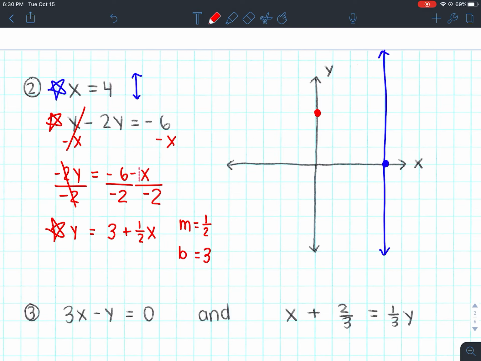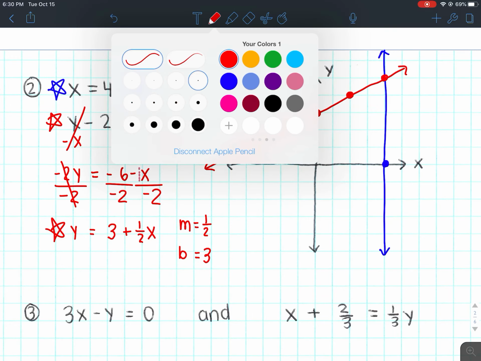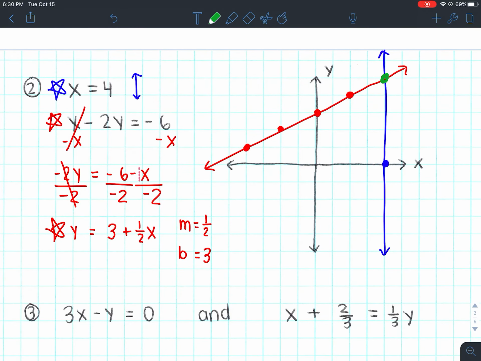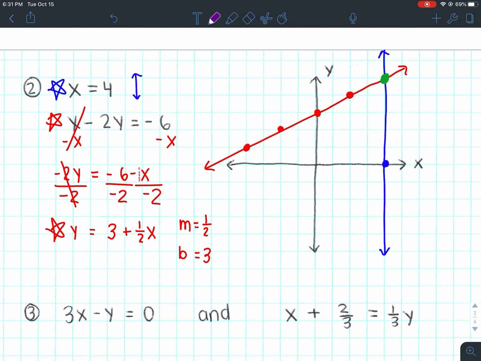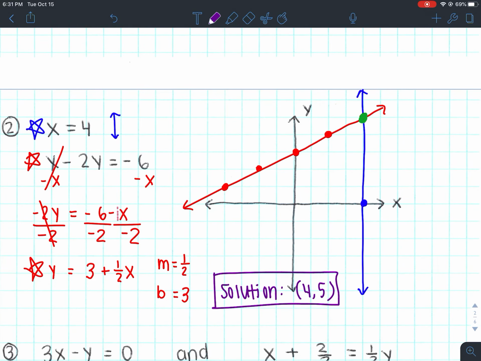So I'm going to start on my graph at +3, and I'm going to use my slope of 1/2. So up 1, and then to the right 2. Up 1 to the right 2, and then I'm going to keep going on my graph. Okay, so hopefully you see that it does intersect our other line at a point, and that point is right here, my green. So again, when we're graphing equations, we're looking for the solution, right? So there's 3 types. So in this case, again, 1 type. The solution would be the point 4, 5. Yes, you have to write it as a point.